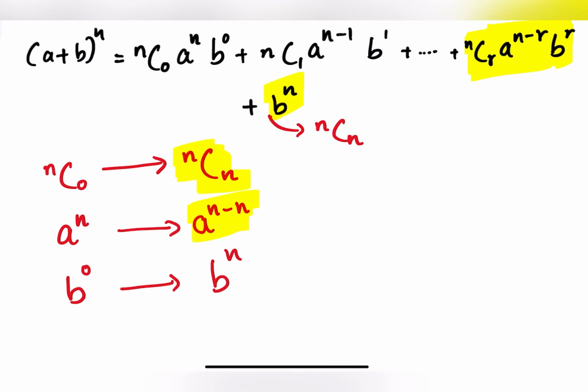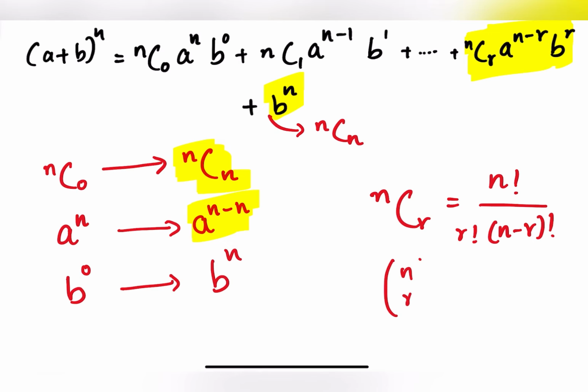So now let's see what nCr indicates. As you learned in the permutation and combination chapter, nCr is expanded as n factorial over r factorial times (n - r) factorial. In some books the representations can be nCr or C(n,r). All these indicate the same thing, which is combination.